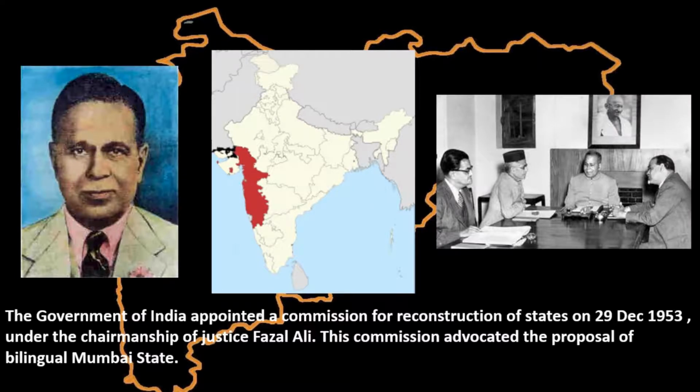Ali proposes Bombay with two divisions. One is Gujarat, including Kutch and Saurashtra part, and the other is Maharashtra, including Marathwada part. However, the Sayukta Maharashtra Parishad opposed this proposal because our desire was that Mumbai should be included in Maharashtra. So, the Commission for Reconstruction of States did not solve the issue of Sayukta Maharashtra.